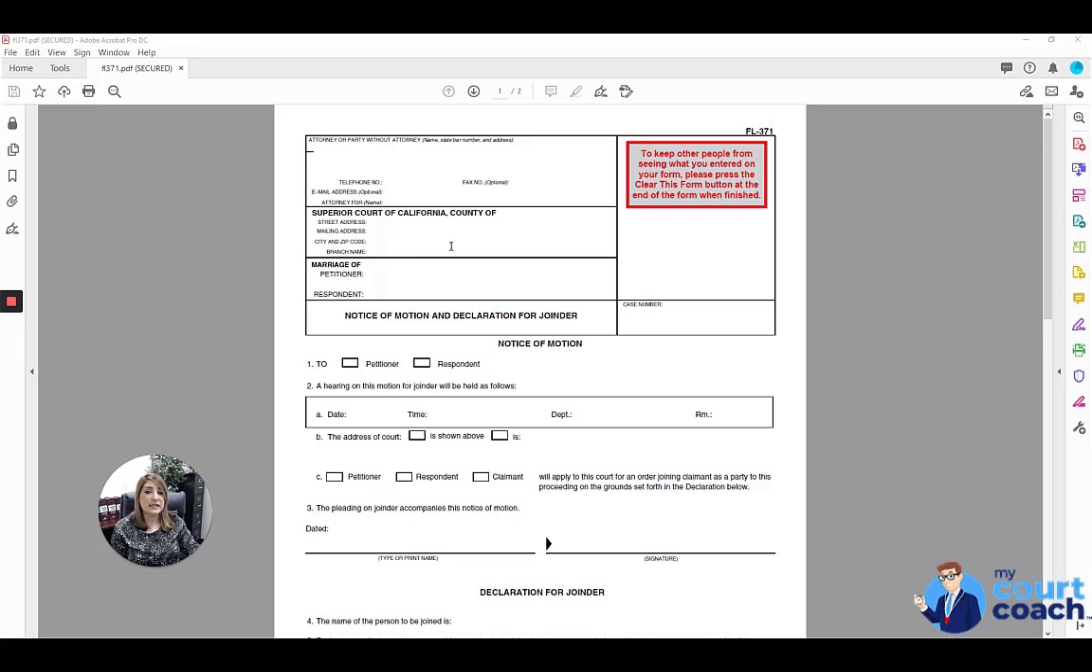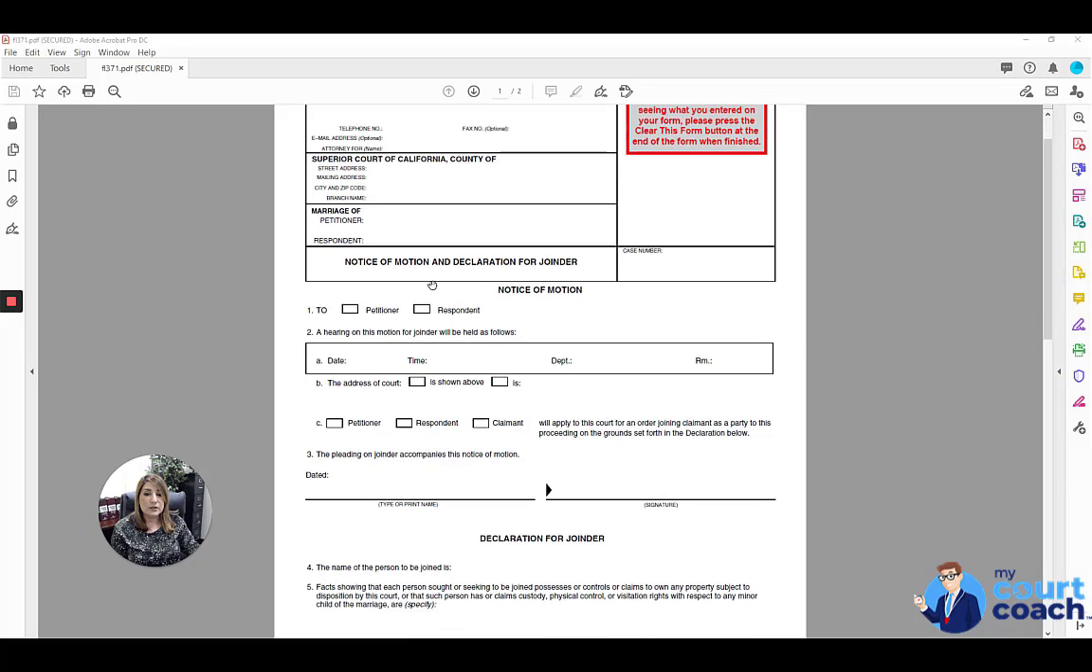This is a form that you would file if you want to join a third party to the case, either because they have some sort of interest in property right that is subject to division of the court, or if they are somehow involved in your custody matter. Oftentimes, a grandparent, for instance, would be joined if they have some sort of visitation rights or custodial rights.